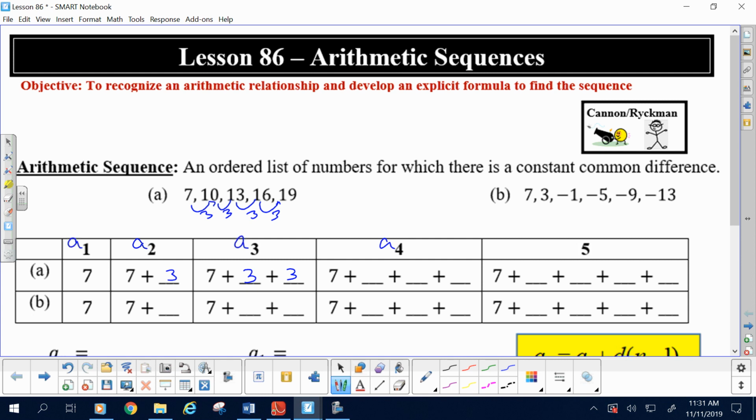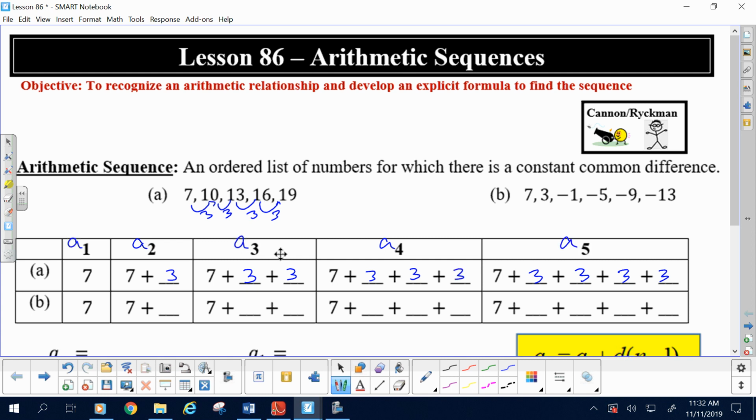A4 came from adding 3 how many times? 3 times. How come it's the fourth term, but I'm only adding 3 times? Well, how many times did you add 3 for the first term? None. Okay, you didn't add any 3's to get the first term. So it's always 1 less. The second term is adding 3 once. The third term is adding 3 twice. The fourth term is adding 3 three times. The fifth term is adding 3 four times.